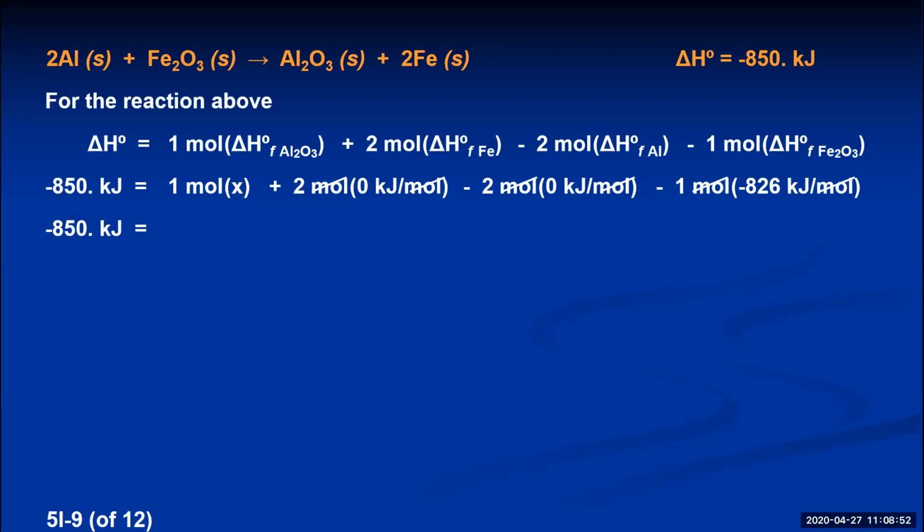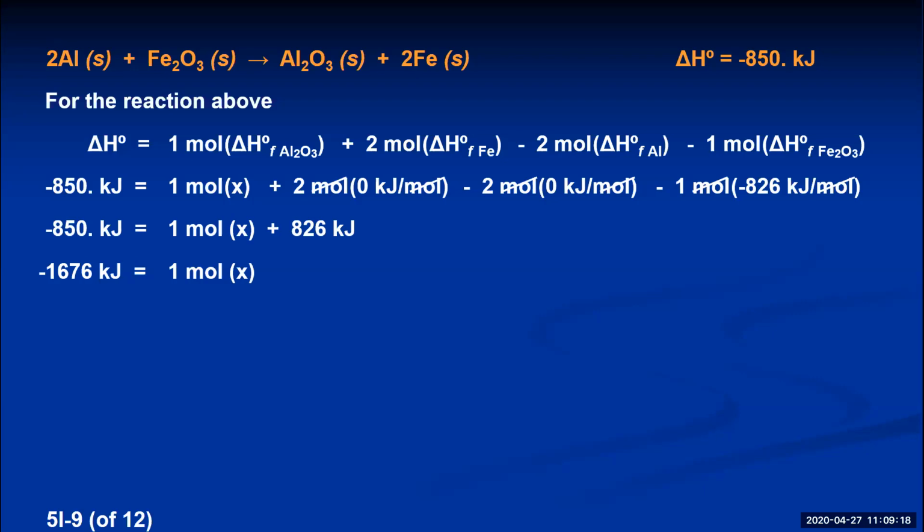So the negative 850 kilojoules will equal 1 mole times X. And I'm going to add the 3 different kilojoules together, 0 minus 0 minus a negative 826. So that comes out positive 826 kilojoules. If I subtract 826 kilojoules from each side of the equation, because I'm doing a subtraction problem, the answer will be accurate to the ones place. So I get negative 1676 kilojoules.